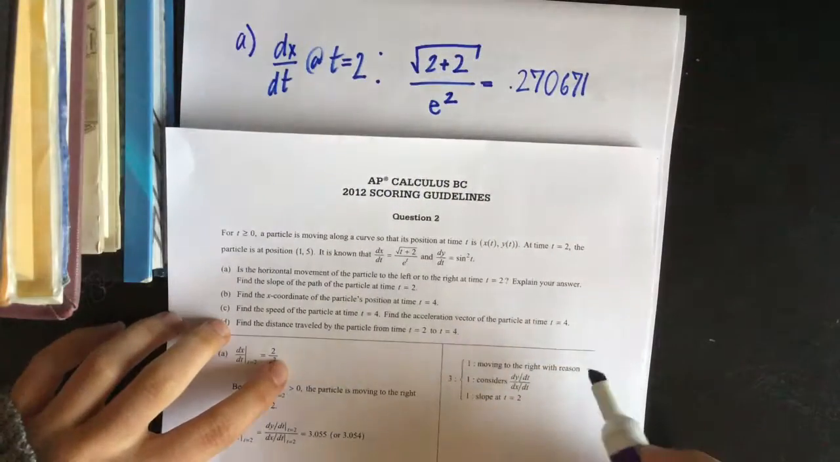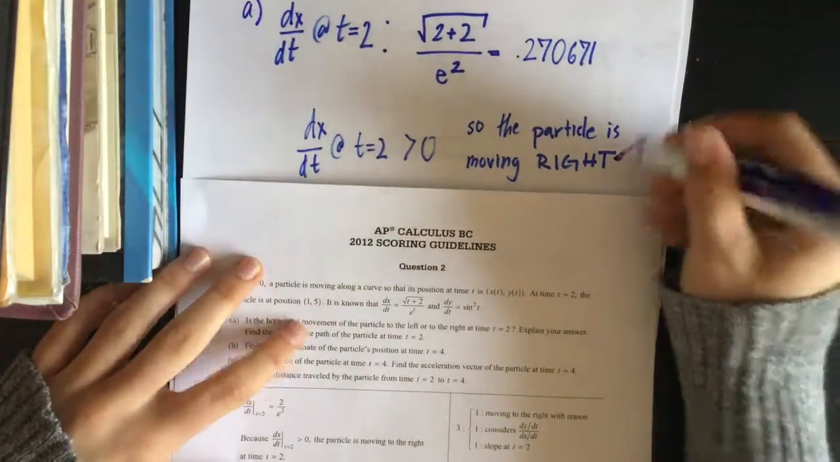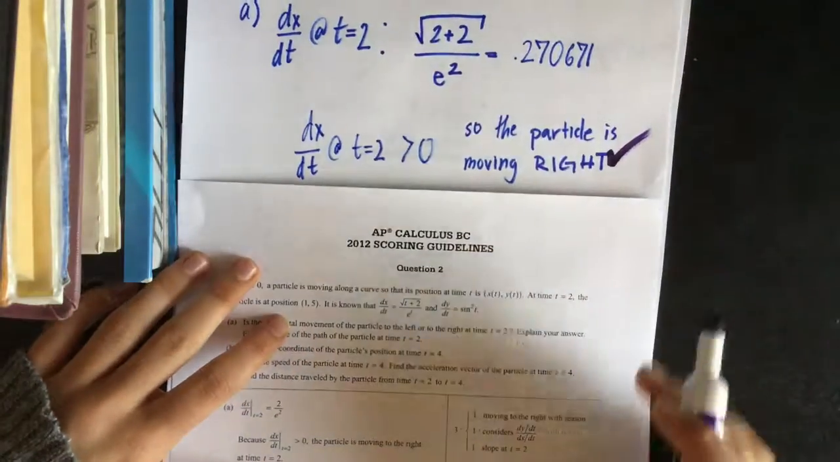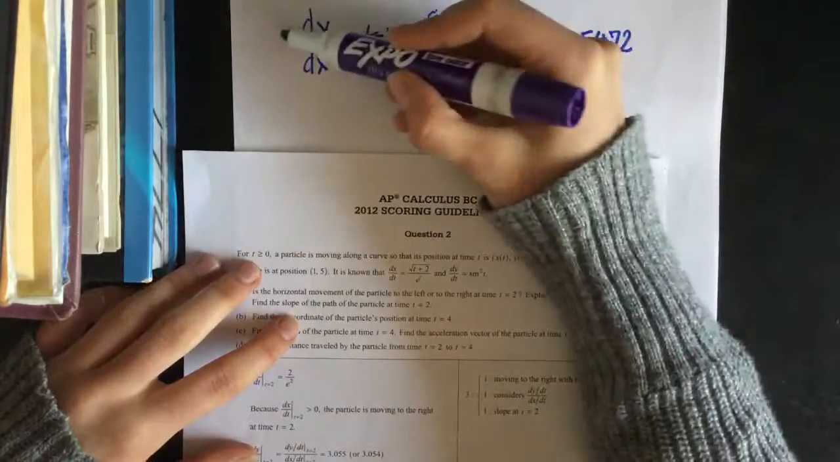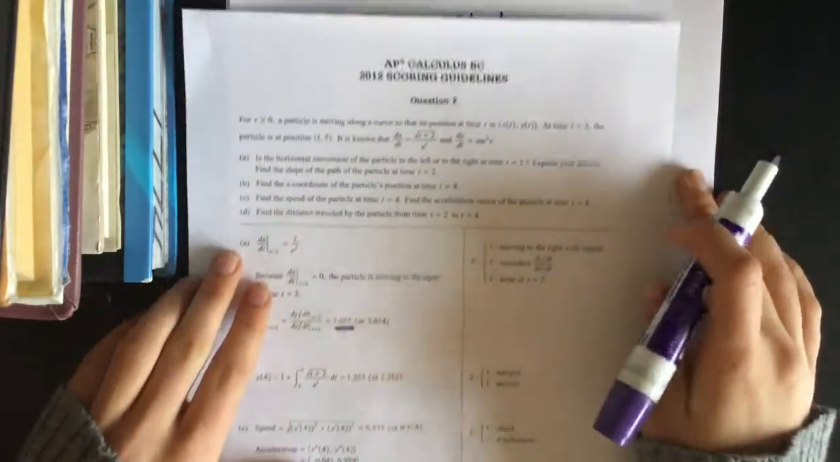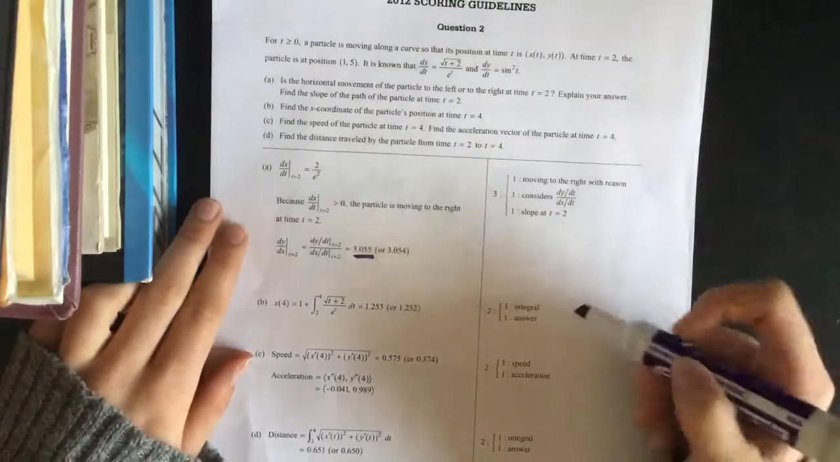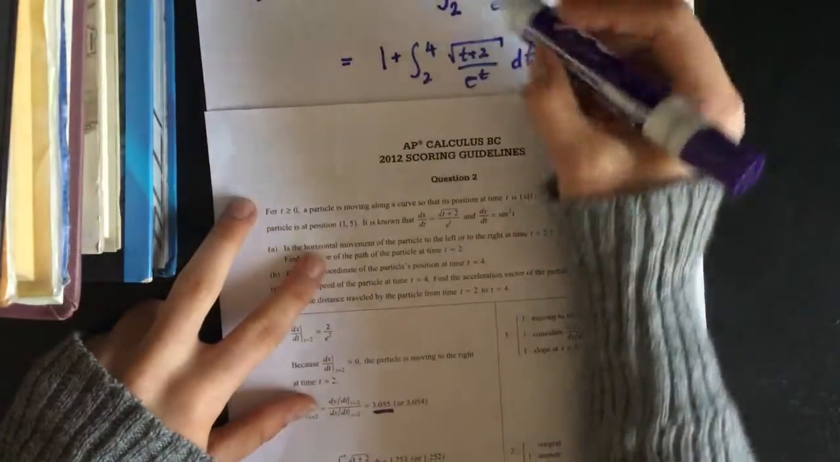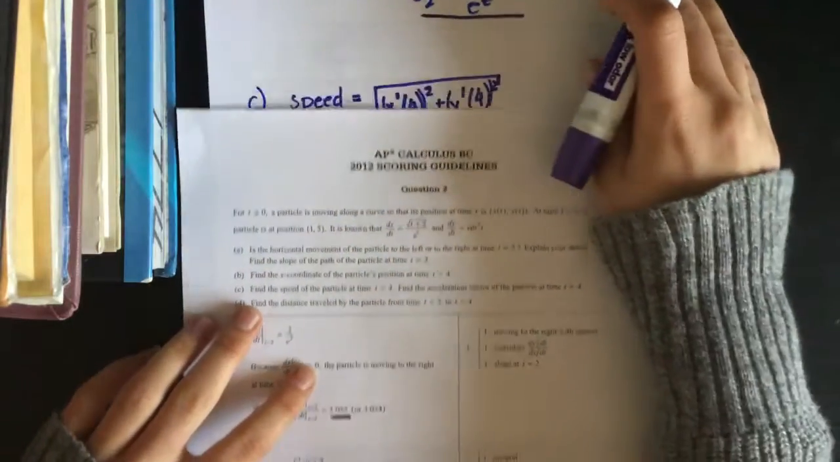Now let's use the scoring guide to check our work. So for the first one, 1 point is given for moving to the right with reason, which we have, so check. Another point is given for considering that dy/dt over dx/dt, which we also have, so check. And then a point for the answer, which we have correct. So there's another point. For part B, there's 1 point for the integral and 1 point for the answer. So we have our integral, and then we have the point for the answer.